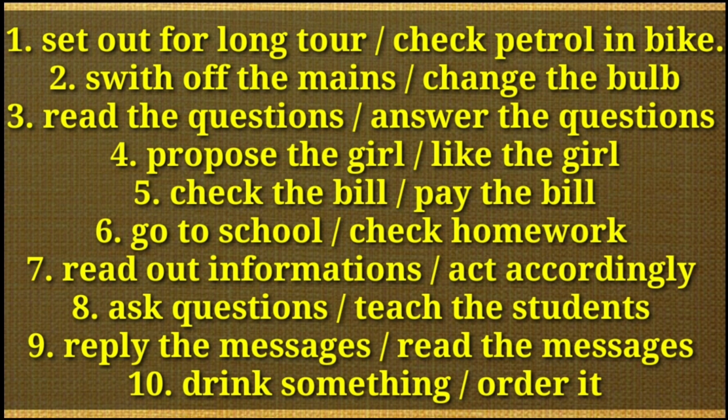Question number 4. Propose the girl. Like the girl. This question is in wrong order. Question number 5. Check the bill. Pay the bill. This question is in right order. Question number 6. Go to school, check homework. This question is in wrong order. Question number 7. Read out informations, act accordingly. This question is in right order.